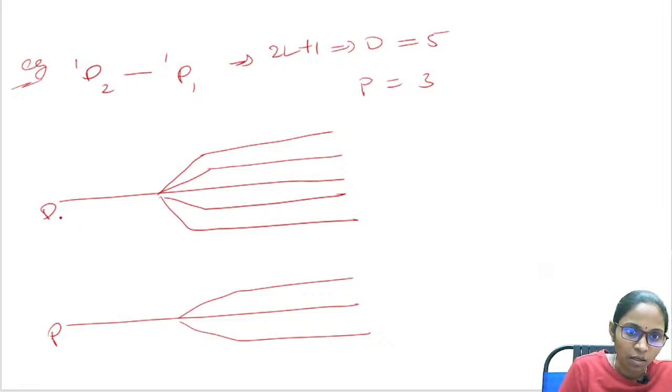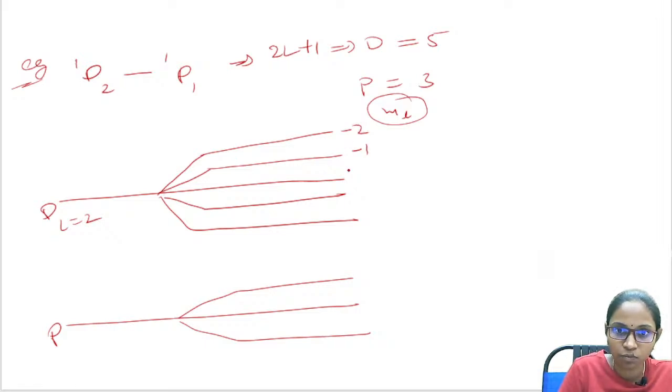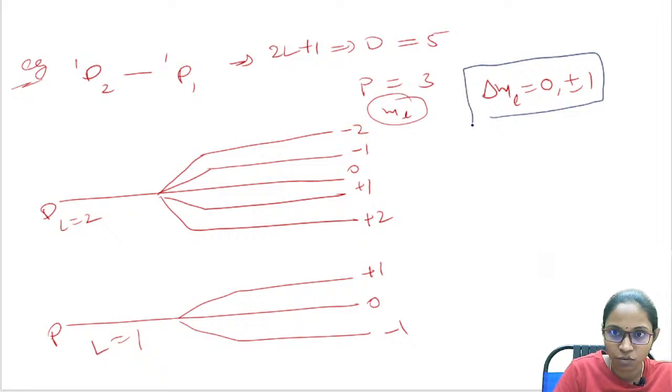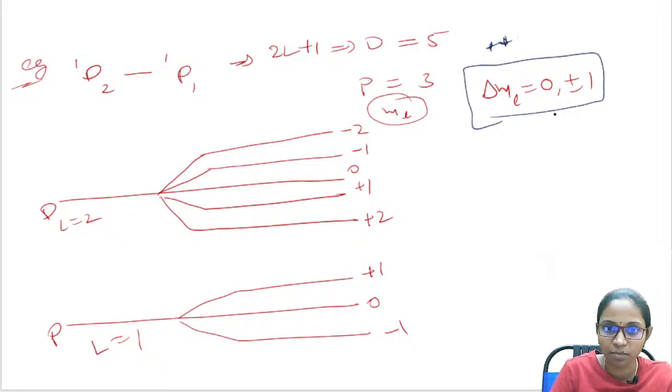For D, L value equals to 2. And you just write the ml values here. So this will be minus 2, minus 1, 0, plus 1, plus 2. And for P, L equals to 2, right? Sorry, for P, L is equal to 1. So I'm writing plus 1, 0, minus 1 here. Now, according to the selection rules, delta ml will be equal to 0, plus or minus 1. The transitions from one level to another level must obey these selection rules, right? This is for normal Zeeman effect.